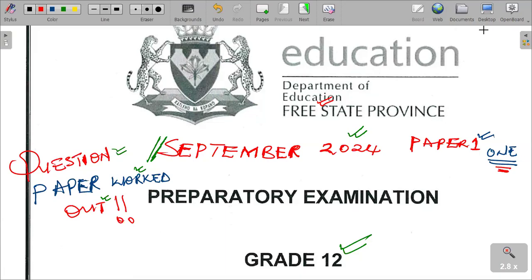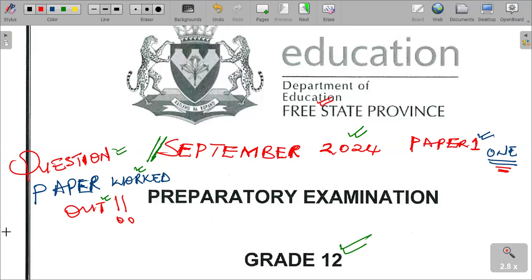Paper 1. And please note that this is a Free State paper. This paper is from Free State province. So I'm going to work it with you now, and I'm going to work it for you now, for those who can connect fast and quick.